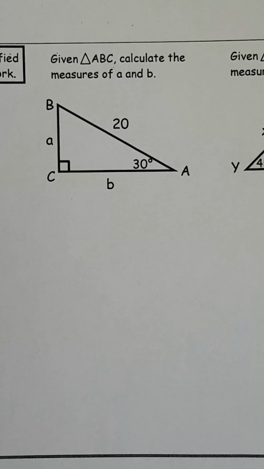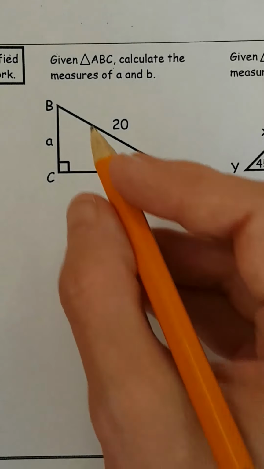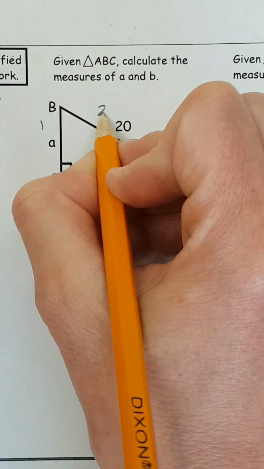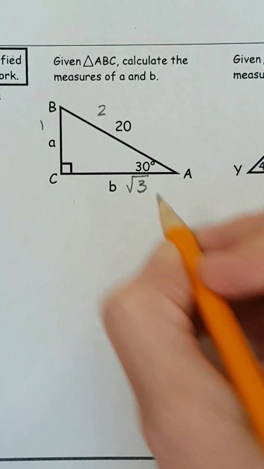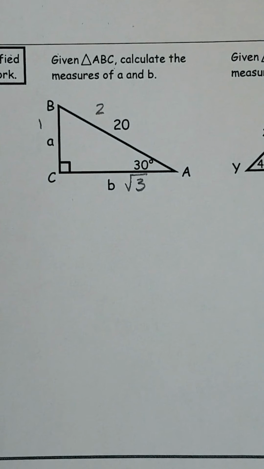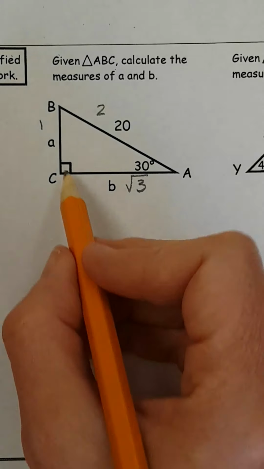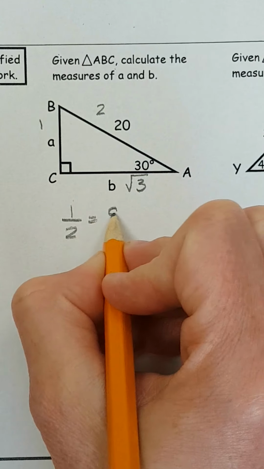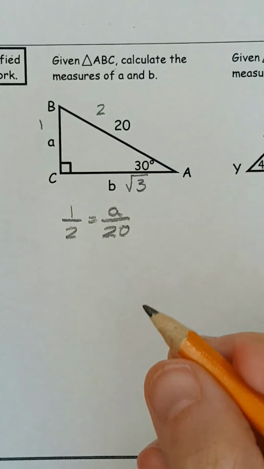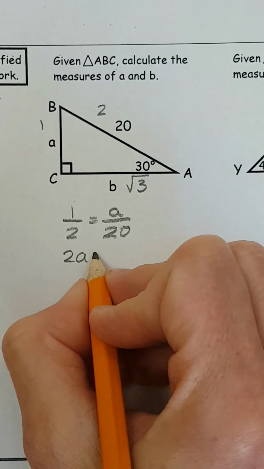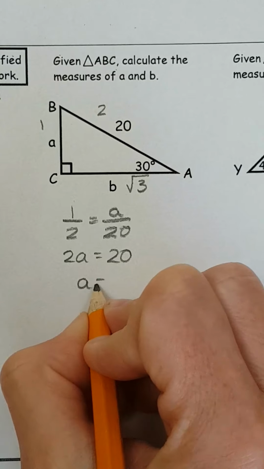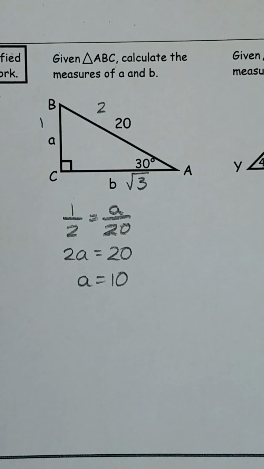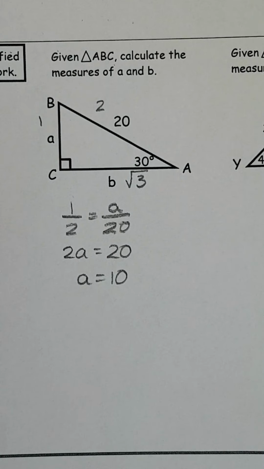Given triangle ABC, calculate the measures of A and B. We'll start with A. This is another 30, 60, 90. So short one is 1, hypotenuse is 2, and this is root 3. We'll calculate A first. So we'll go 1 to 2 is the same as this. So we'll get 2A equals 20. And that we could have seen, right? Because we know it'll be half the hypotenuse.